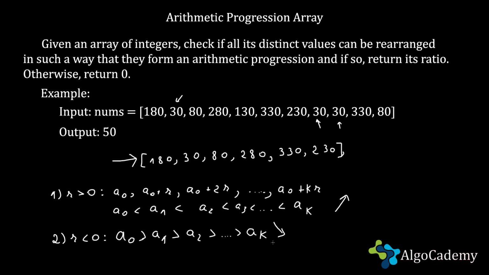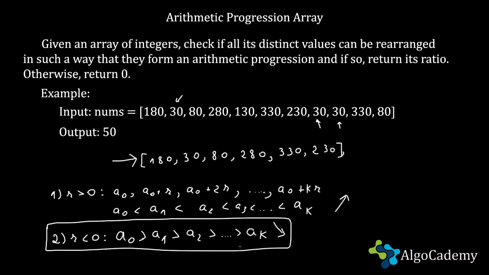But let me tell you one thing. We can actually reduce it to only one of them. We don't need to check both. And you know why that is? Let's suppose that this is a valid thing: if I take all these integers and rearrange them in strictly decreasing order, I get an arithmetic progression. If this is true, this means that I will have a corresponding arithmetic progression with a ratio that is positive. Let's take the example to see what I mean by that.